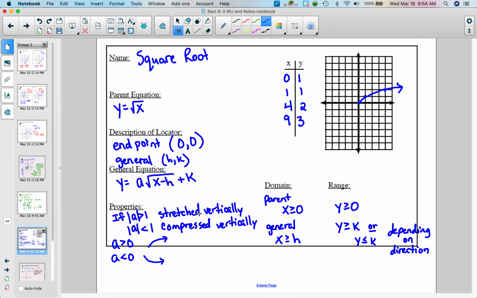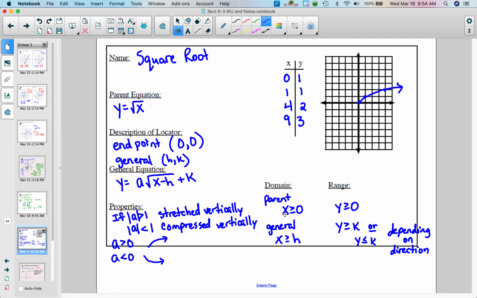You'll notice this looks a lot like every other function we've done. If the absolute value of A is greater than 1, it's going to be stretched vertically. If it's less than 1, it's compressed vertically. If A is greater than 0, it's going to be going up or increasing. If A is less than 0, notice it's going to reflect over the x-axis, just like all of our other functions have done.